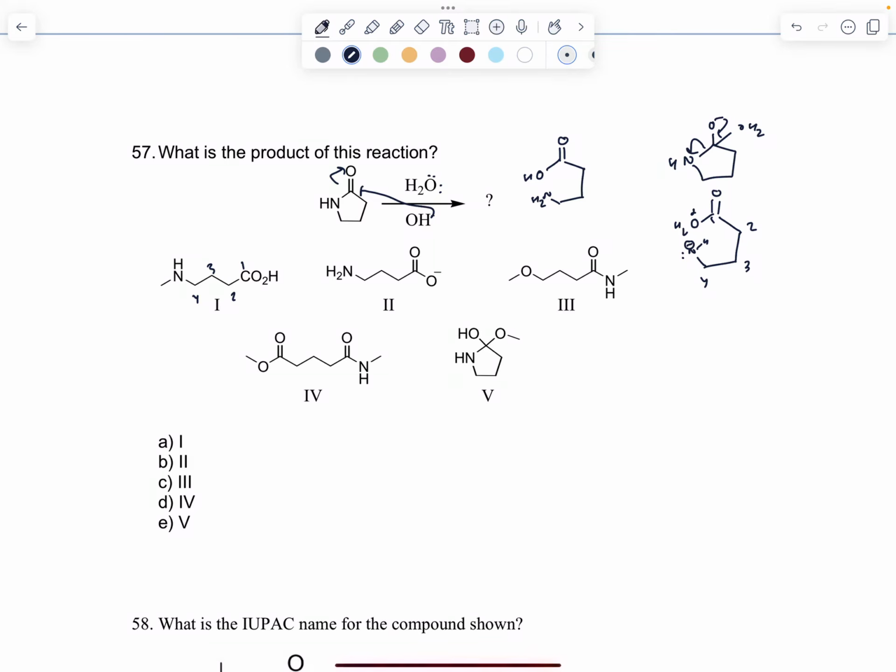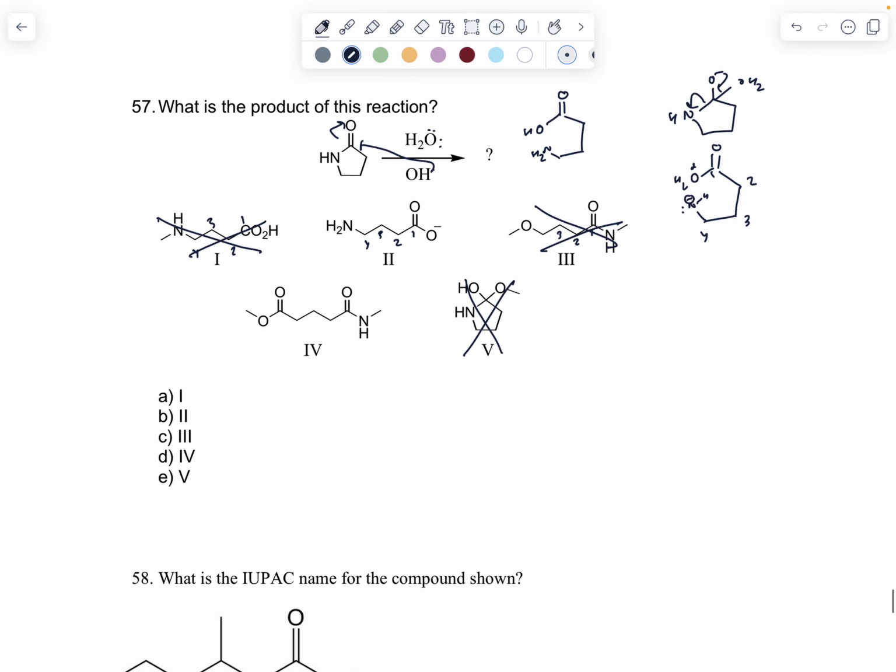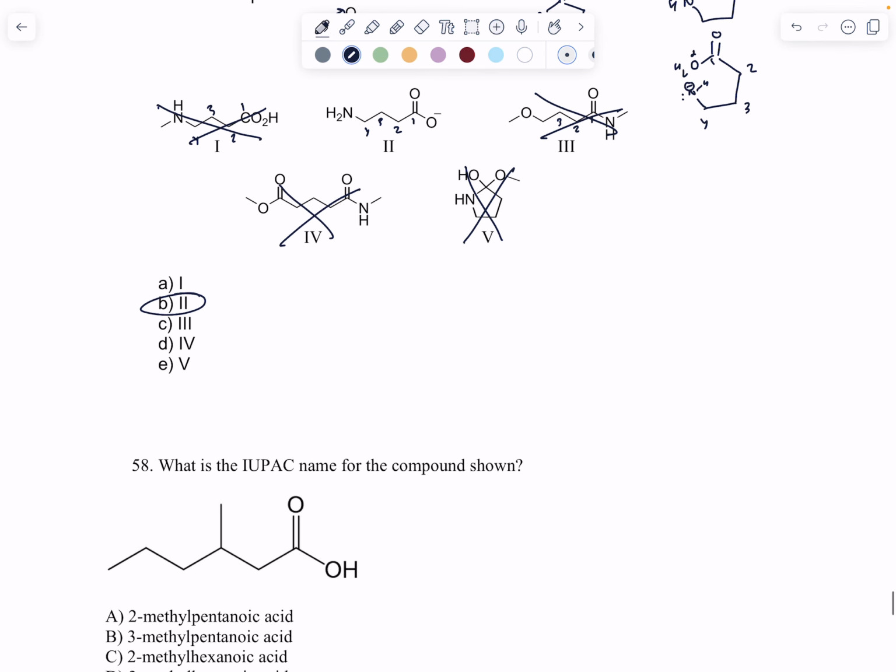But I don't know where it would have gotten another methyl, so that's not right. 1, 2, 3, 4, and then an amine. 1, 2, 3, that's not a carboxylic acid. This is a deprotonated carboxylic acid, and we don't have acid added to the workup, so that's possible. It would break open, so I don't think it would be this one. And this, I don't even know where the other ketone came from. So answer choice B is one that makes sense.